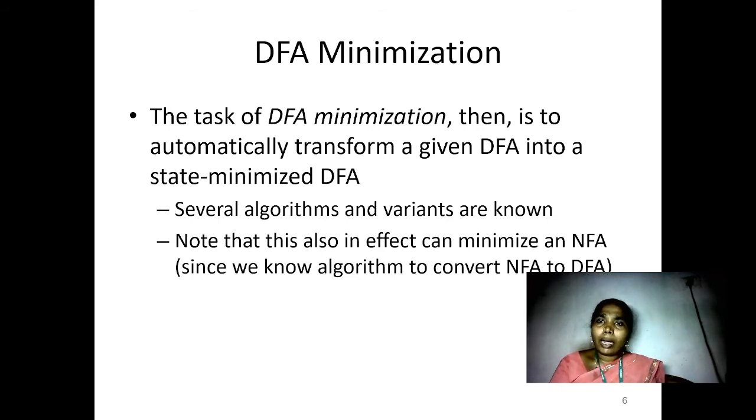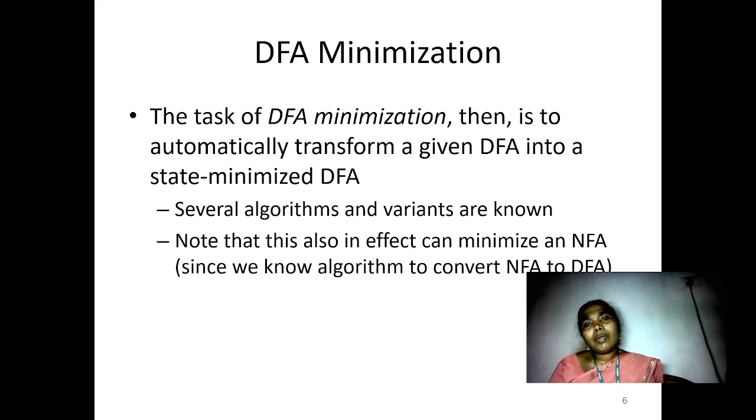If it goes to G2, you will keep it as a separate state. If it goes to G1, G2, it will be in a separate group. If it goes to G2, G1, it will be in a separate group. And you will repeat this step till there is no more equivalency. Right? So that is the tree method.